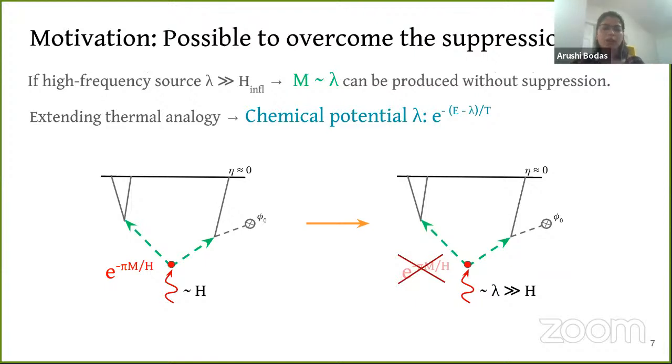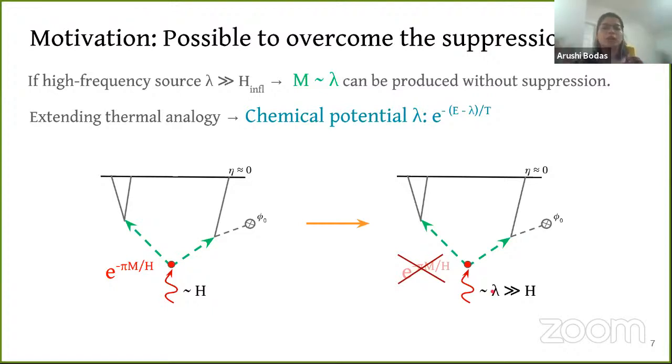So the question is, do we always have to suffer this Boltzmann suppression, or are there some mechanisms or models in which we can get around the Boltzmann suppression? One idea that comes to mind is that we were limited because the only source available for the production of these particles was the background expansion, which had the Hubble scale. So if I can instead find another source for the production of these particles, which is higher than the Hubble scale, then I can produce heavier particles.